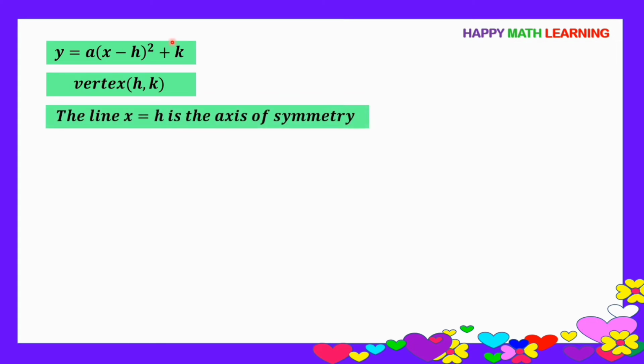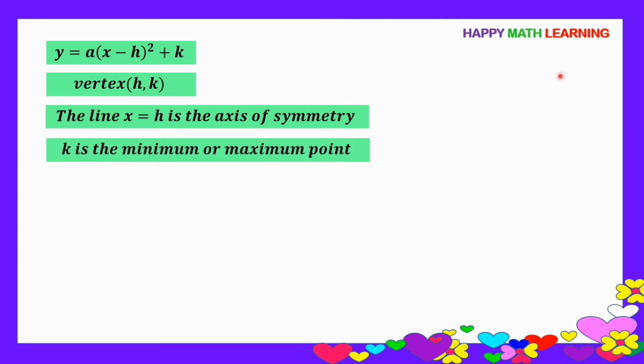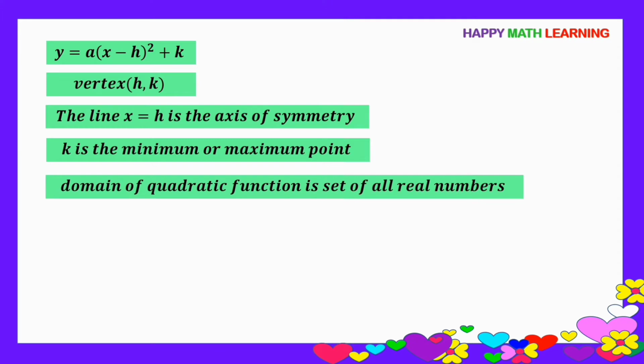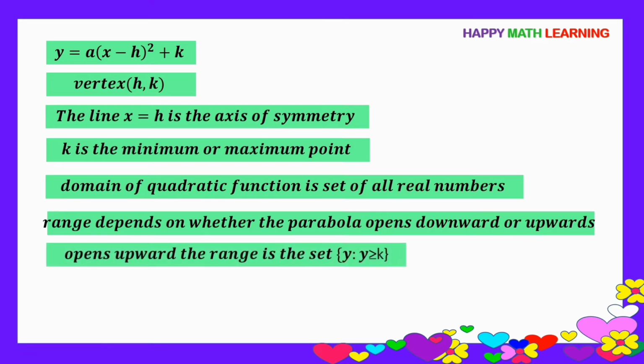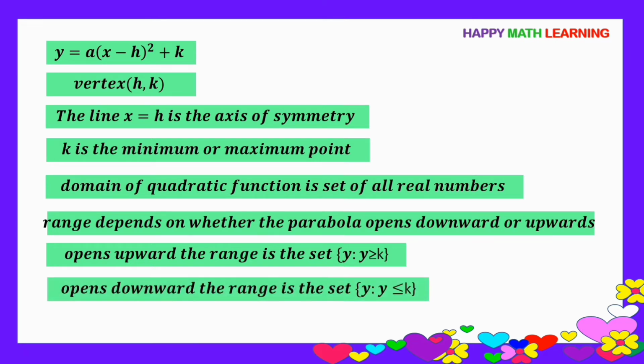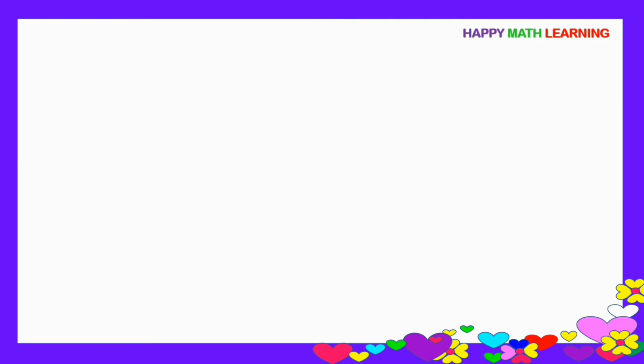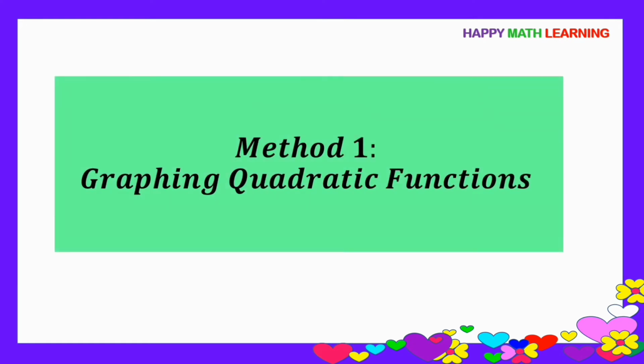The line x equals h is the axis of symmetry and k is the minimum or maximum value of the function. The domain of a quadratic function is the set of all real numbers. The range depends on whether the parabola opens upward or downward. If it opens upward, the range is the set y such that y is greater than or equal to k. If it opens downward, then the range is the set of y such that y is less than or equal to k. Method 1 in graphing quadratic function.